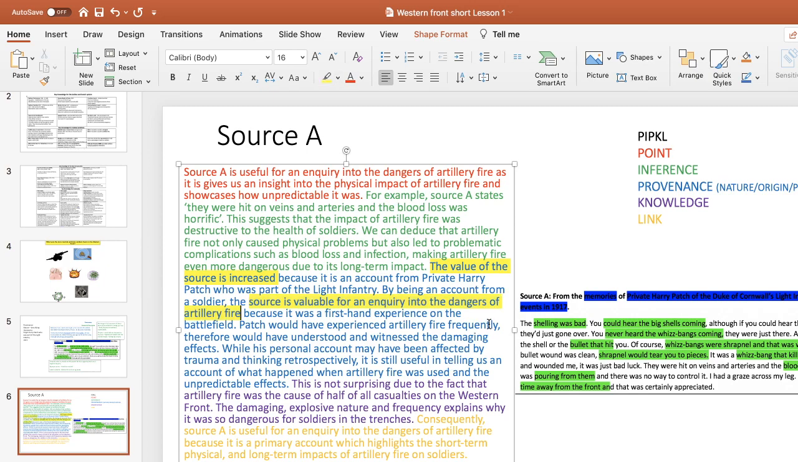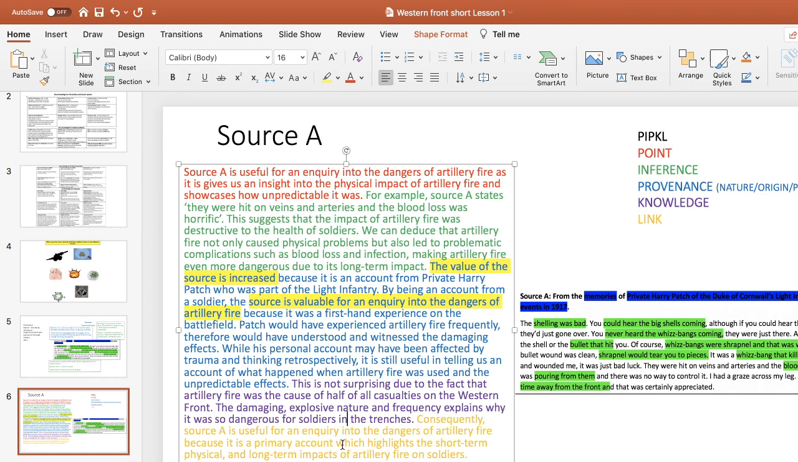Because it was a first-hand experience on the battlefield, Patch would have experienced artillery fire frequently, therefore would have understood and witnessed the damaging effects. While his personal account may have been affected by trauma and thinking retrospectively, it's still useful in telling us an account of what happened when artillery fire was used and the unpredictable effects. Then I go to knowledge. This is not surprising due to the fact that artillery fire was the cause of half of all casualties on the Western Front. The damaging, explosive nature and frequency explains why it was so dangerous for soldiers in the trenches.